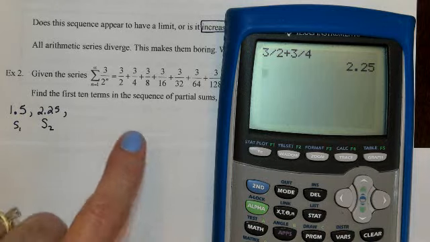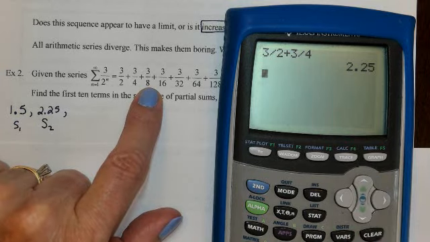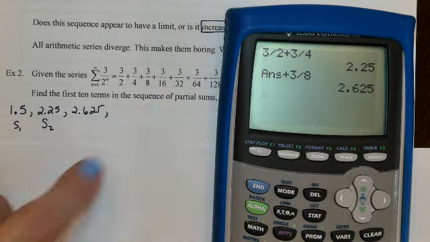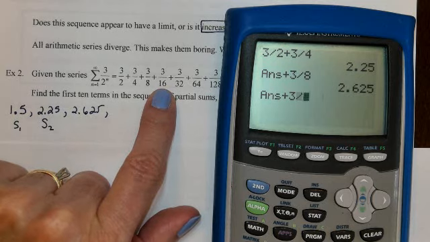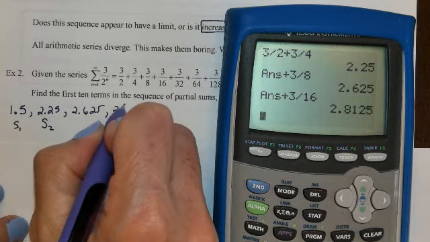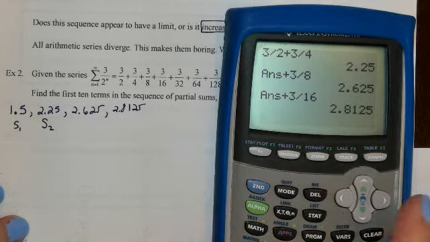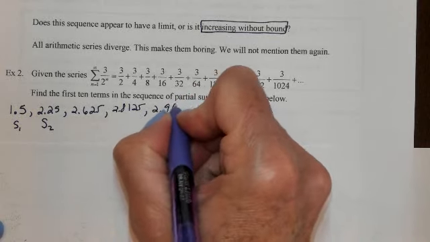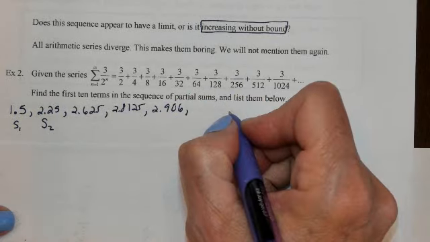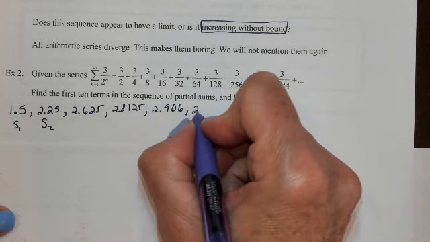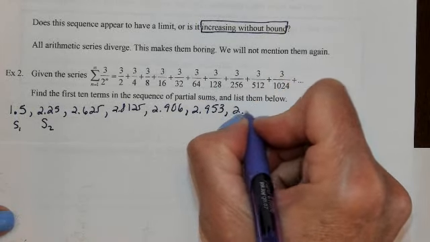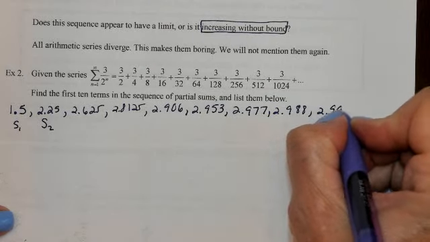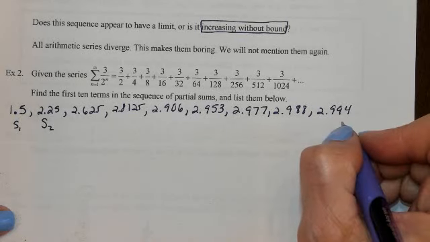Okay, so the next one, we would be adding 3/8 to this, right? So plus 3/8. So 2.625. The next one we would add 3/16 to that. So 2.8125. And I'm just going to give you the rest of these. We've got 2.906, if I'm starting to round to 3 decimal places. 2.953, 2.977, 2.988, 2.994 is S sub 10, all right?